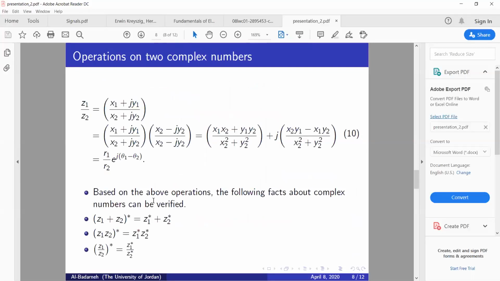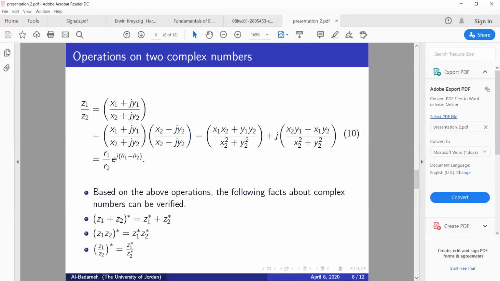Now, if we are given z1 and z2, and we have been asked to find z1 divided by z2, then one way to write this is to do the following. So x1 plus jy1 divided by x2 plus jy2. And here the main challenge is to write this expression in terms of a real quantity plus j imaginary. And this can be done basically by multiplying by the conjugate of this quantity. So as we can see, x1 plus jy1 divided by x2 plus jy2 is equivalent to itself multiplied by x2 minus jy2 divided by x2 minus jy2.